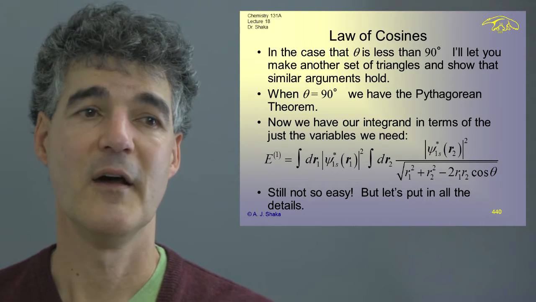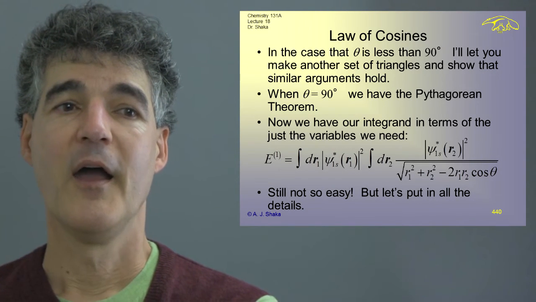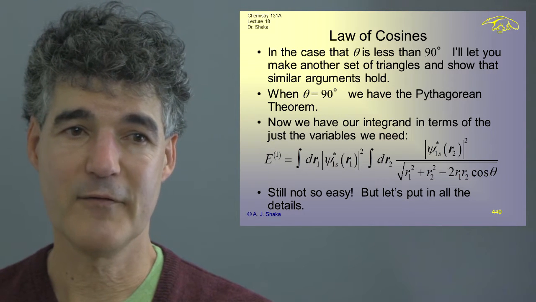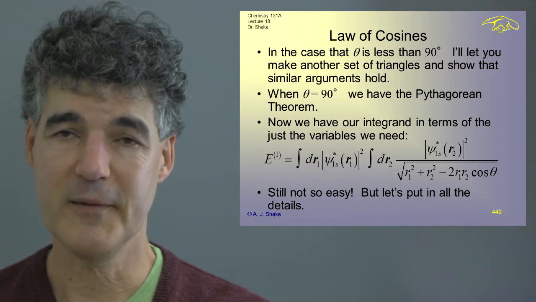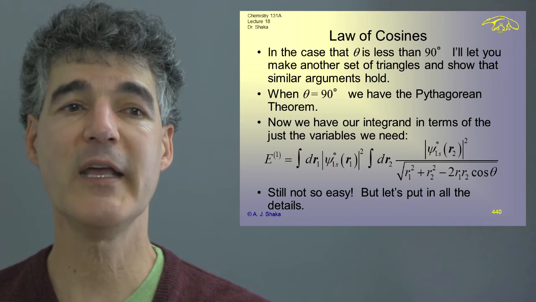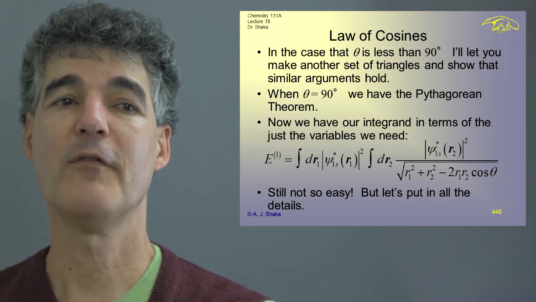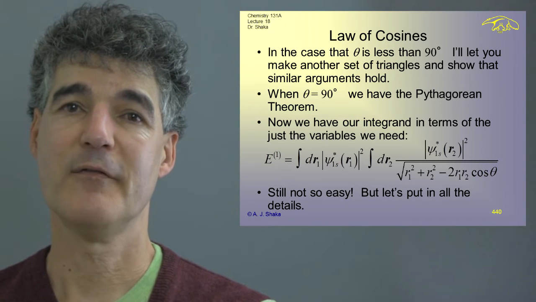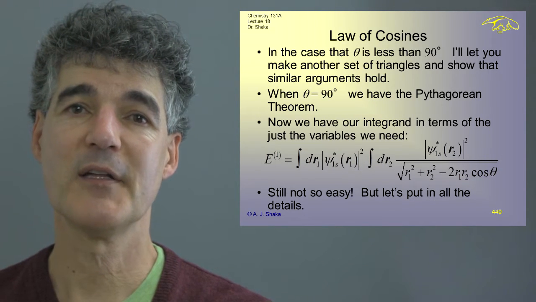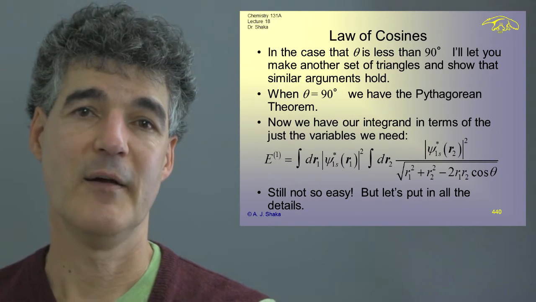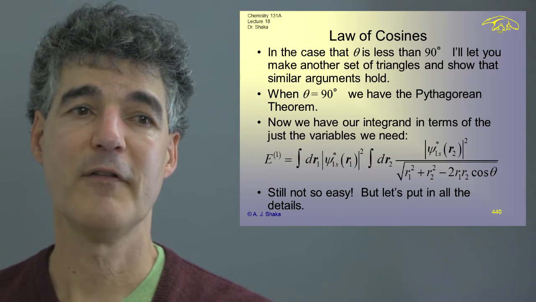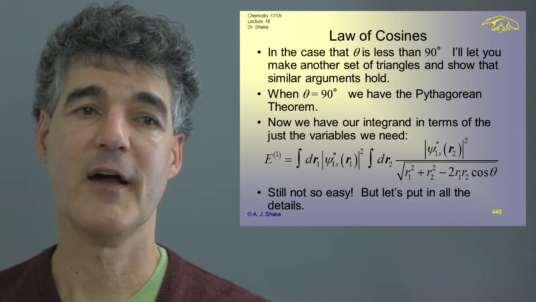So now what we've done here at the bottom of slide 440 is we've put in 1 over R12, and because the first wave function that depends only on R1 has no dependence on R2, they're independent variables, I've factored it out.